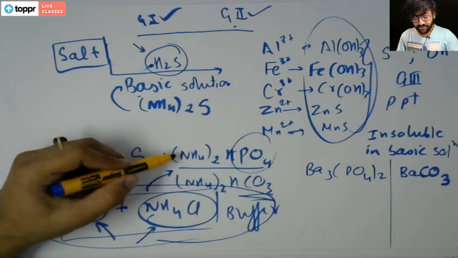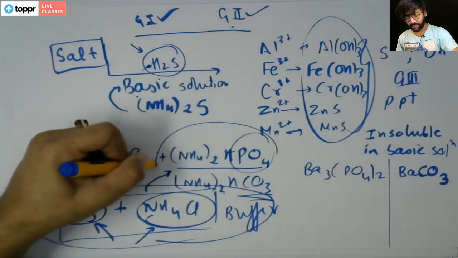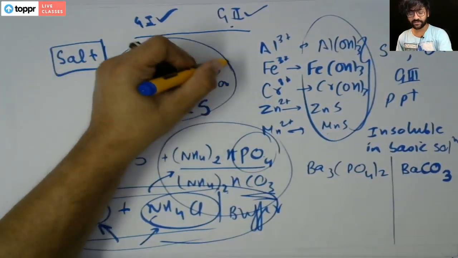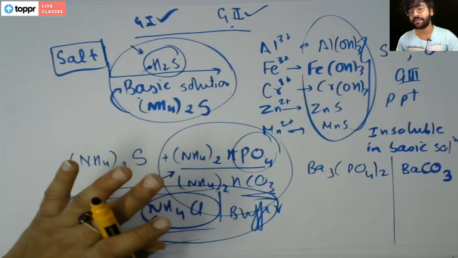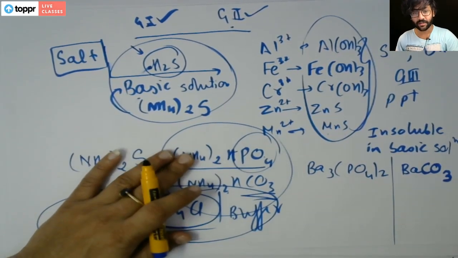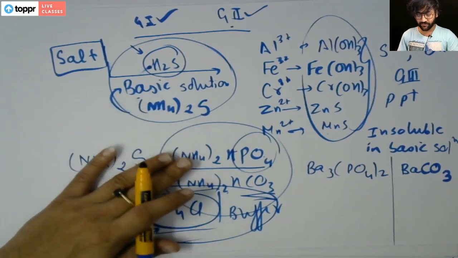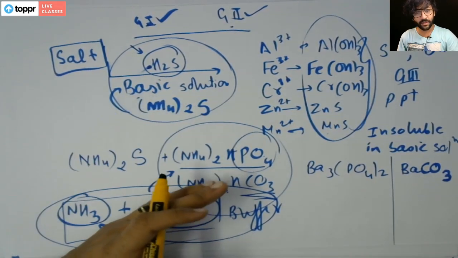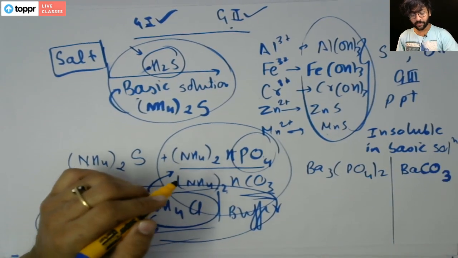In these conditions, yes, you have to remember the reagents. All these reagents are important. These reagents will tell you which group the cation is from. Otherwise, if you don't remember these, you won't be moving forward. So kindly remember all these.